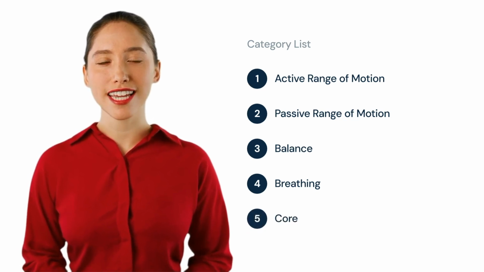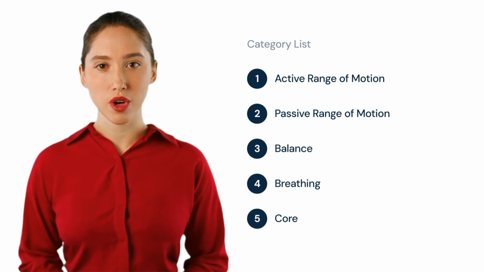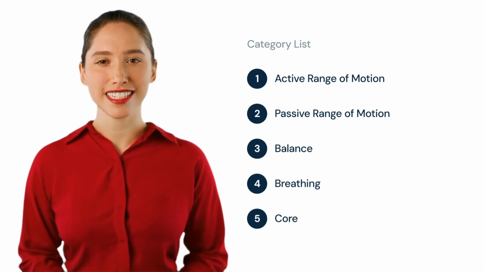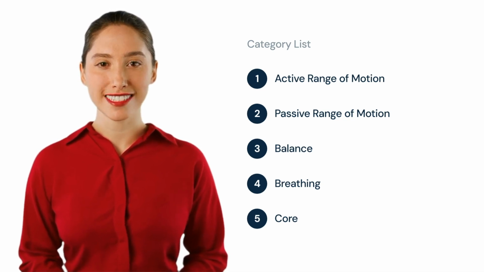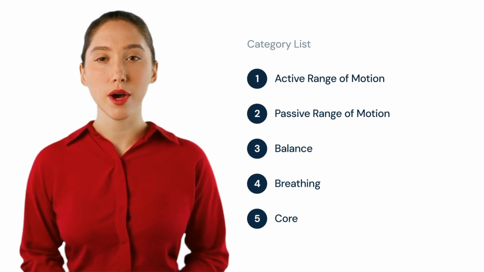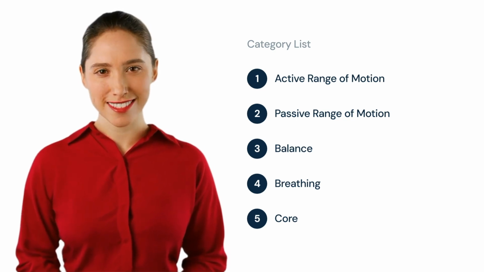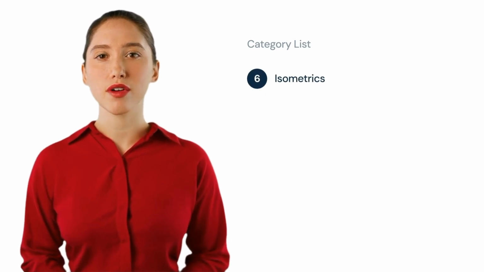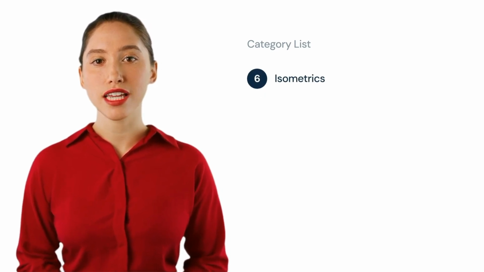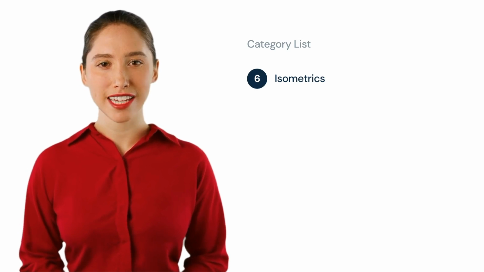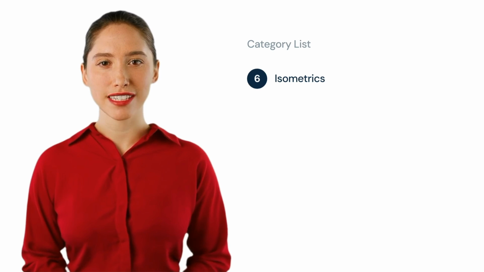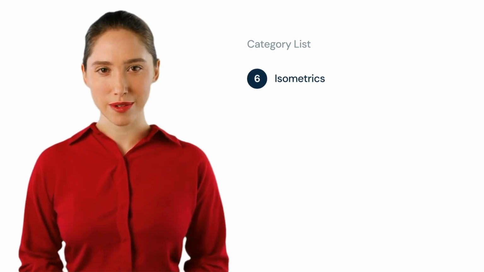Core. Exercises designed to strengthen the muscles of your core, which include the abdominal muscles, lower back muscles, pelvic muscles, and the muscles around the hips. These exercises are essential for maintaining a strong and stable center, which is crucial for overall body strength, balance, and flexibility. Isometrics. A type of strength training where the muscle length and joint angle do not change during contraction. Unlike dynamic exercises, which involve movement and a change in muscle length, isometric exercises involve maintaining a static position.